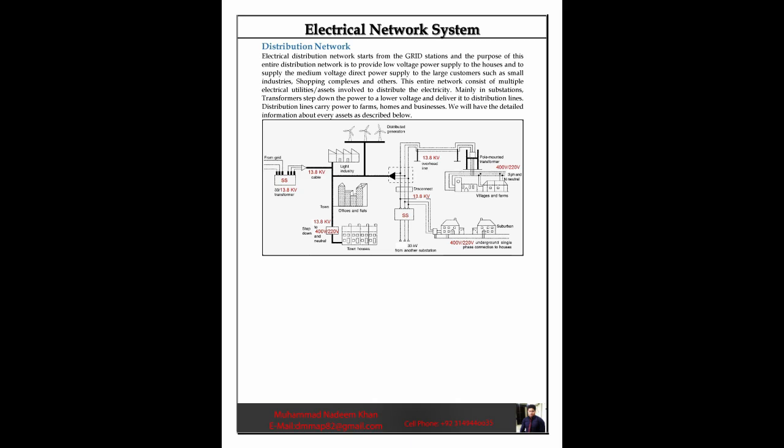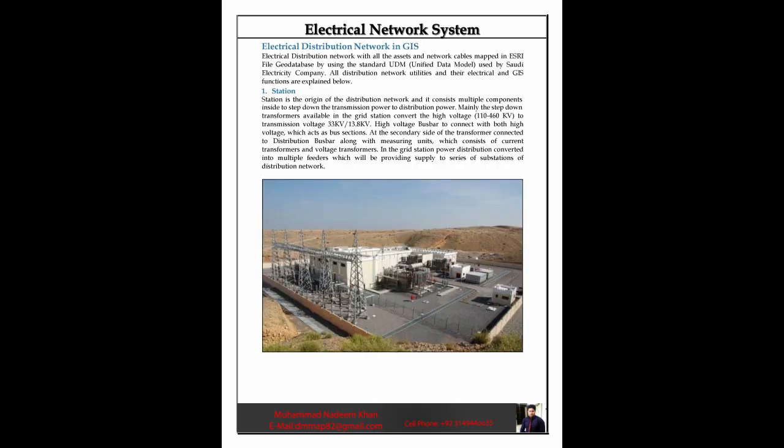Transformers step down the power to a lower voltage and deliver it to distribution lines. Distribution lines carry power to farms, homes, and businesses. We will have the detailed information about every asset as described below. Electrical distribution network in GIS.